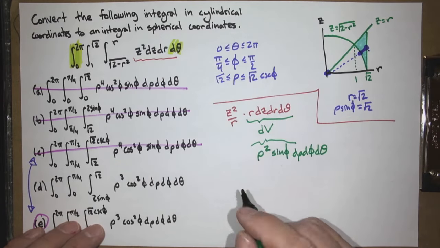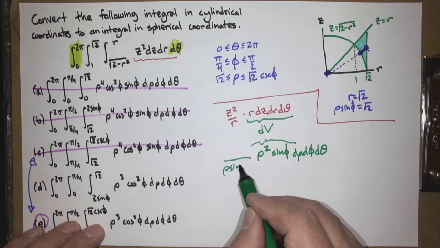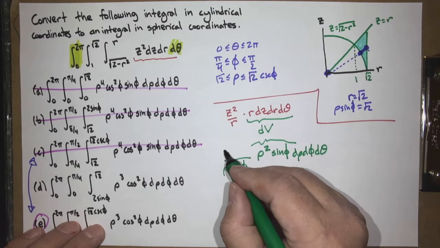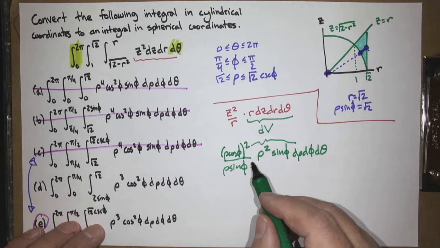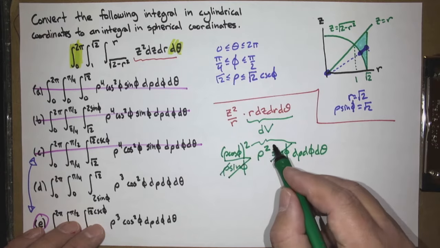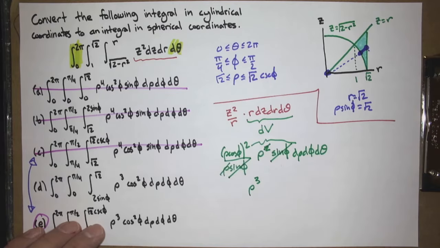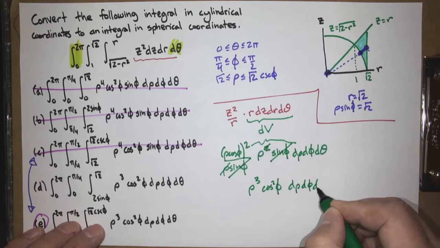Now we say, okay, but we know R is rho sine phi. So we're going to divide by a rho sine phi. And do we know how to write z in spherical coordinates? Z is rho cosine phi, and that is being squared. Well, you can cancel a sine. You can cancel a rho. You have rho squared times another rho makes rho cubed, cosine squared phi d rho d phi d theta.